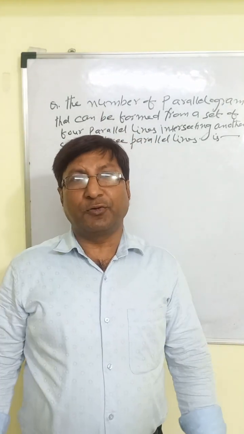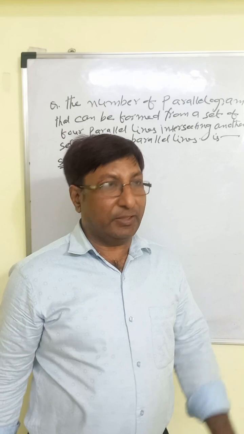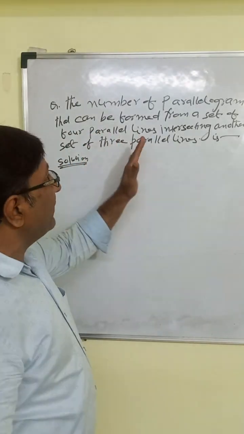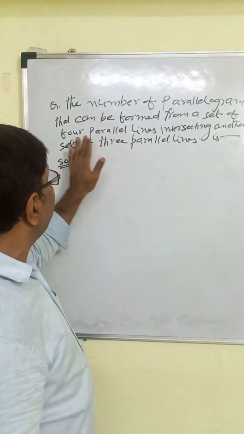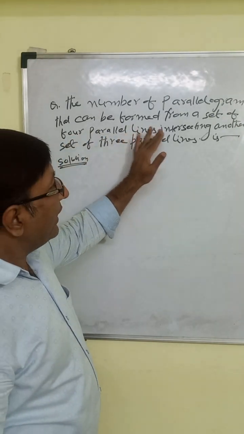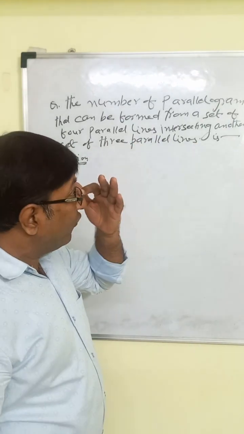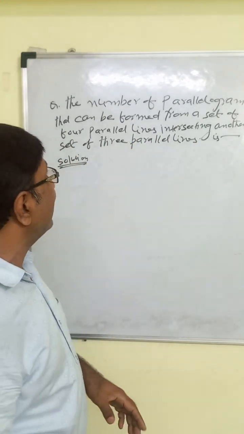Most important question of combination. Let us see the question. The number of parallelograms that can be formed from a set of four parallel lines intersecting another set of three parallel lines. So for this type of question, the simple trick is what?